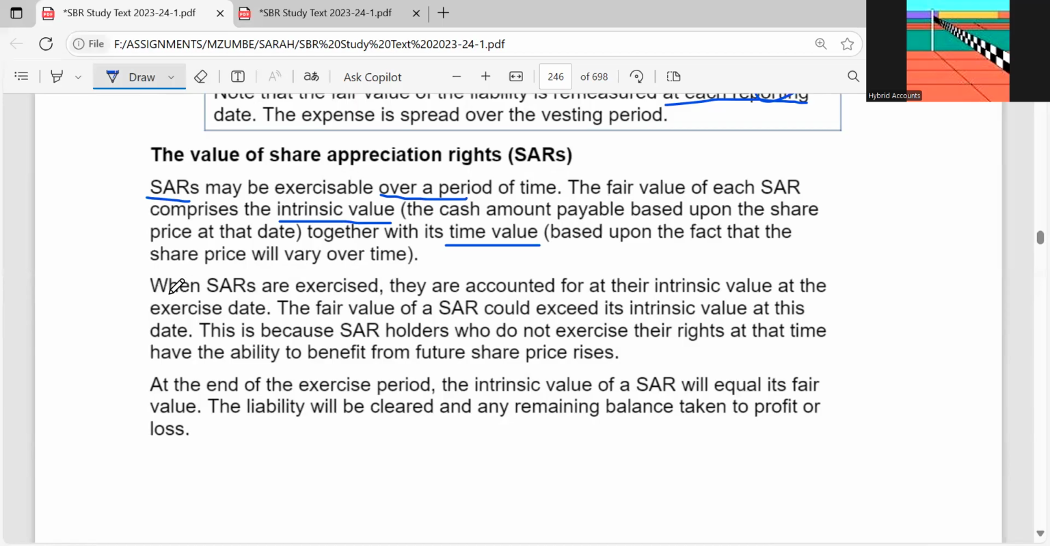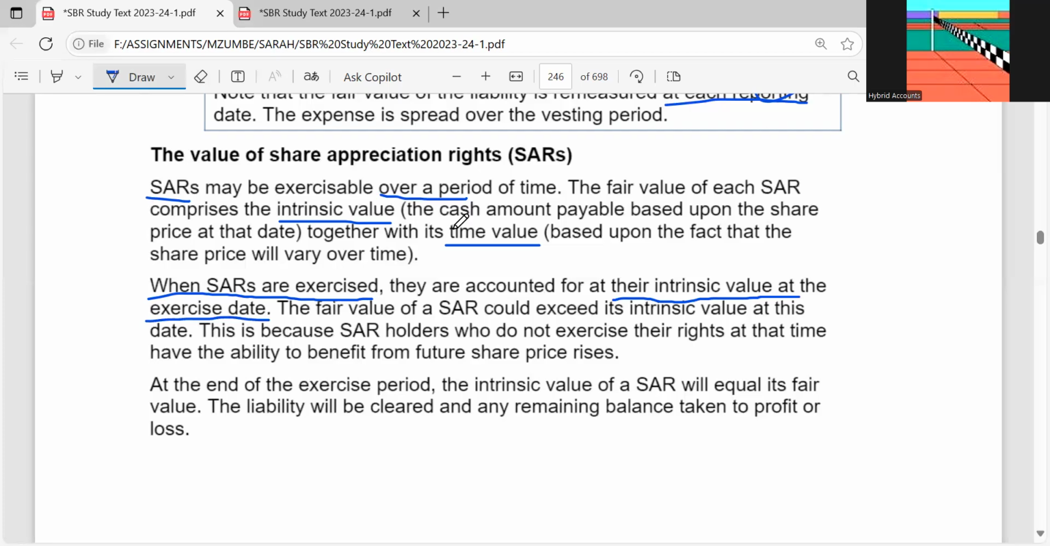Now what to know here is, we are just trying to exercise now, right? We have learned how to recognize the expenses and assets in case it's there. And now we go and learn how to exercise when actually the vesting date has been reached. So when they exercise, they are accounted for at their intrinsic value. When you exercise them, you account for them at the intrinsic value at the exercise date.